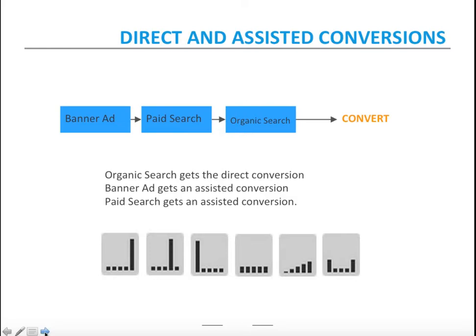So I leave and the next day I come back. And let's say I remembered your school name. So I Google it and I click on a paid search ad. And I get to your website, and again, I look around, maybe watch a couple videos or whatever it is, and I leave, and I don't make that conversion or complete whatever goal it is you set up. And then the next day, I come in through organic search, and this time I convert. I complete your form or whatever it is that you've set up as the goal. So the organic search is going to get the direct conversion. And then the banner ad and the paid search ad are both going to get what Google Analytics calls assisted conversions. They assisted that conversion, but it wasn't the direct conversion.